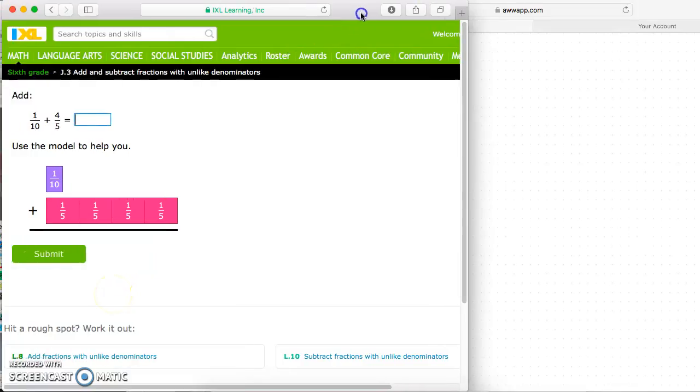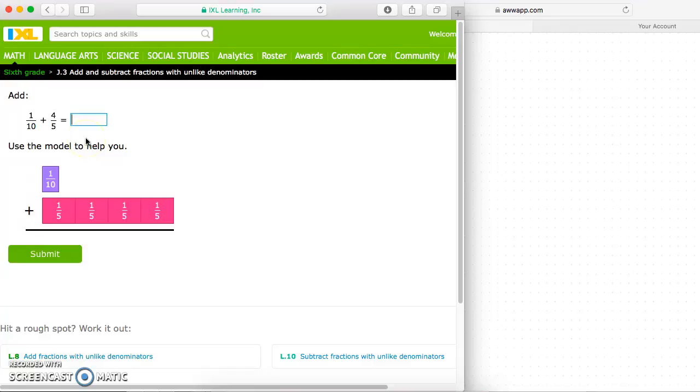Okay, so if you are on J3, adding and subtracting fractions with unlike denominators, remember that you have to make sure both fractions have the same denominator. So your first option would be to use this model here. This is a little different than what we did in class.